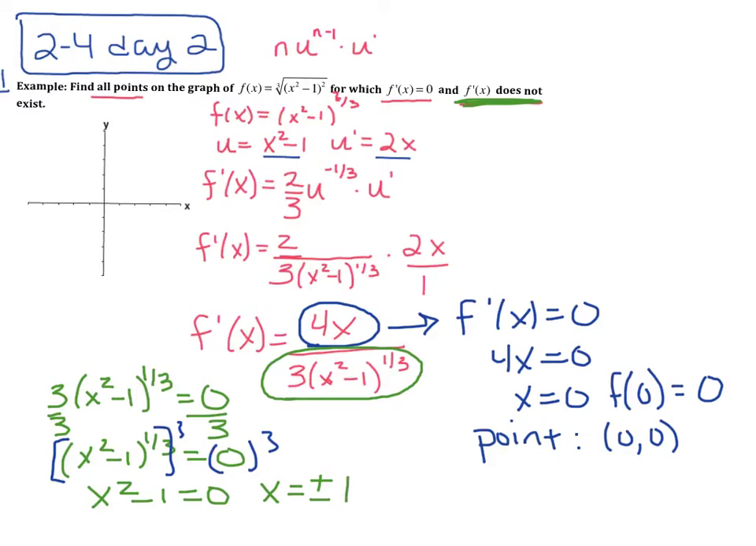So find all points at which the derivative does not exist. It would not exist at x equals 1 and x equals negative 1. And for which points that f prime of x equals 0, that would be 0, 0.